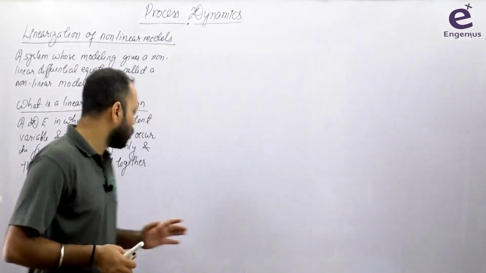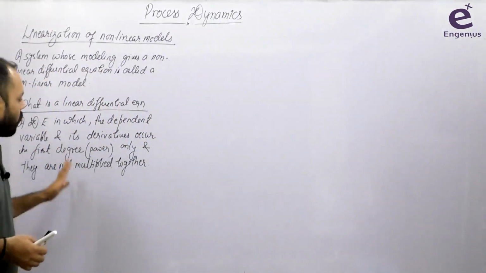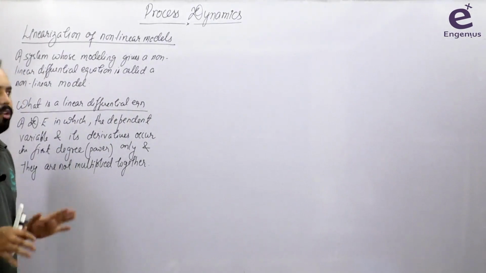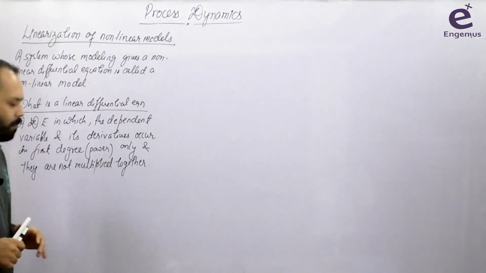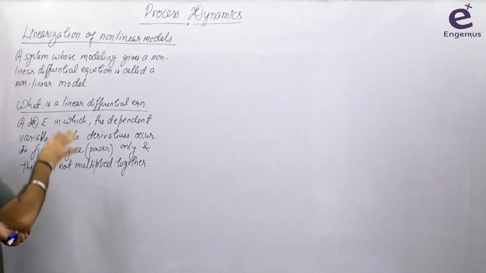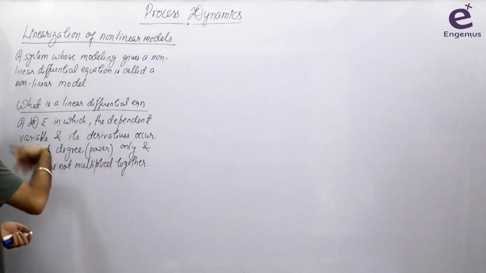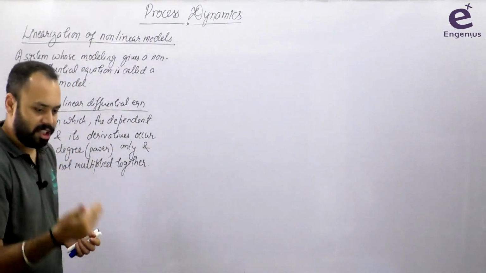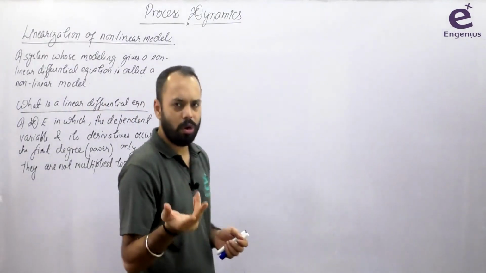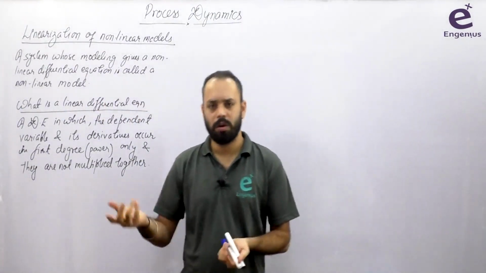So this is the condition for a differential equation to be linear. If any of these conditions is not followed, the differential equation is not linear. Fine, right? So when you model a system and get this kind of equation, then only it is a linear system. What about the order? I told you it depends upon the order of the derivatives.